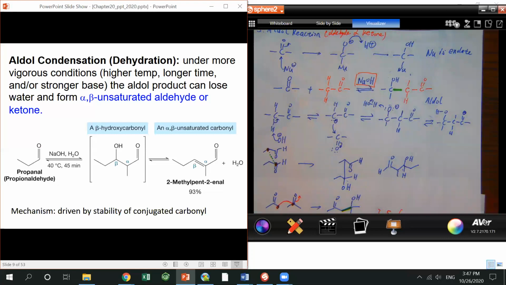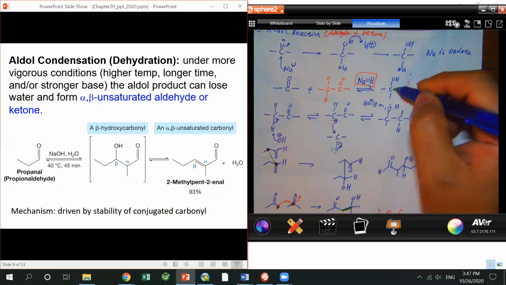So if you want to only generate an Aldol product, the reaction yield will be pretty low, because the whole reaction is reversible. But normally people use more vigorous conditions, like high temperature, long reaction time, and a stronger base, and push one more step to get what we call the Aldol condensation product, also called an alpha beta unsaturated ketone or aldehyde.